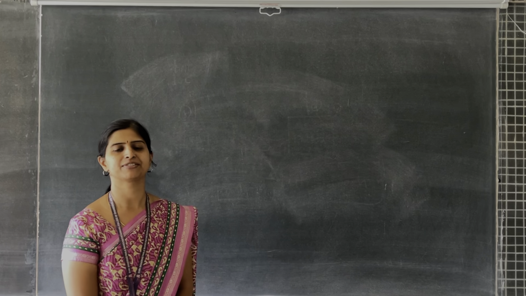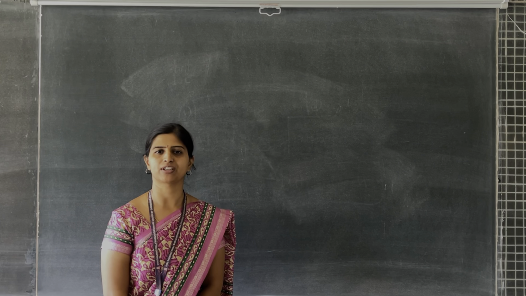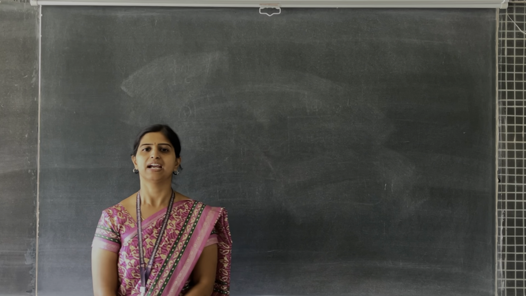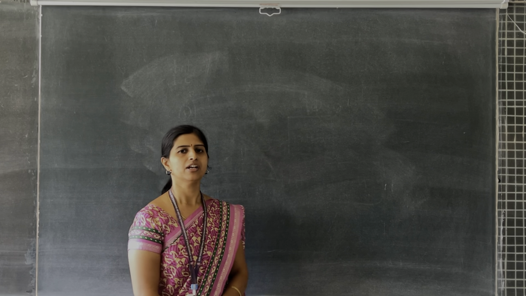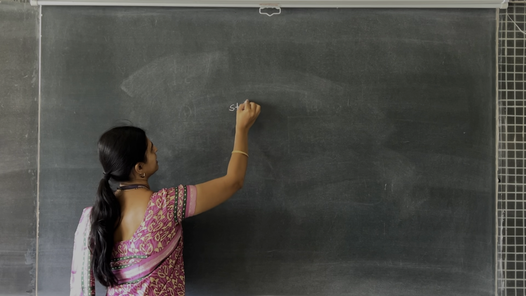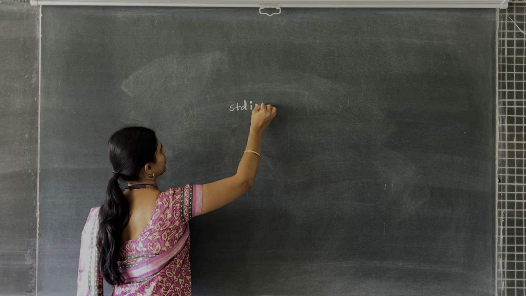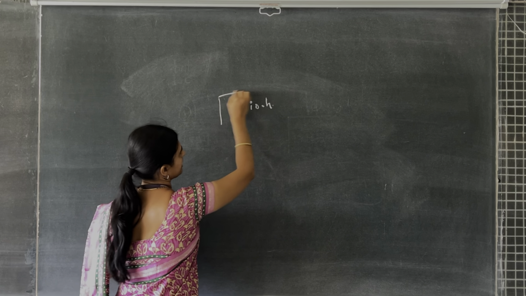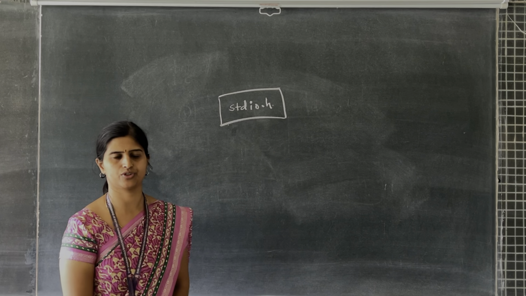So students, I was just telling you about stdio.h, that is the standard input output header file. Since it is a header file, it should end with .h. So it should be written in small letters, stdio continuously .h. So first let us know what is this stdio.h.